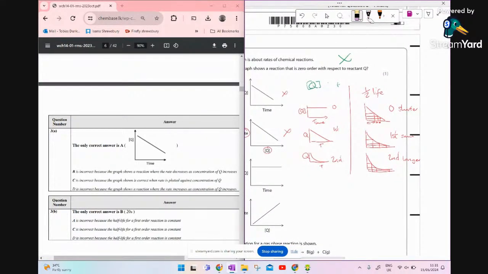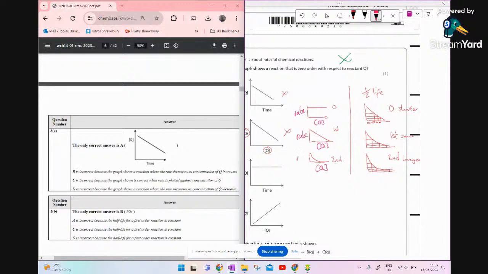This is rate. I'm so sorry. This is rate, and this is concentration. I've made such a faff of this. I apologize, folks. Ignore me. I've made a mess of it. This is Q, and this is rate.